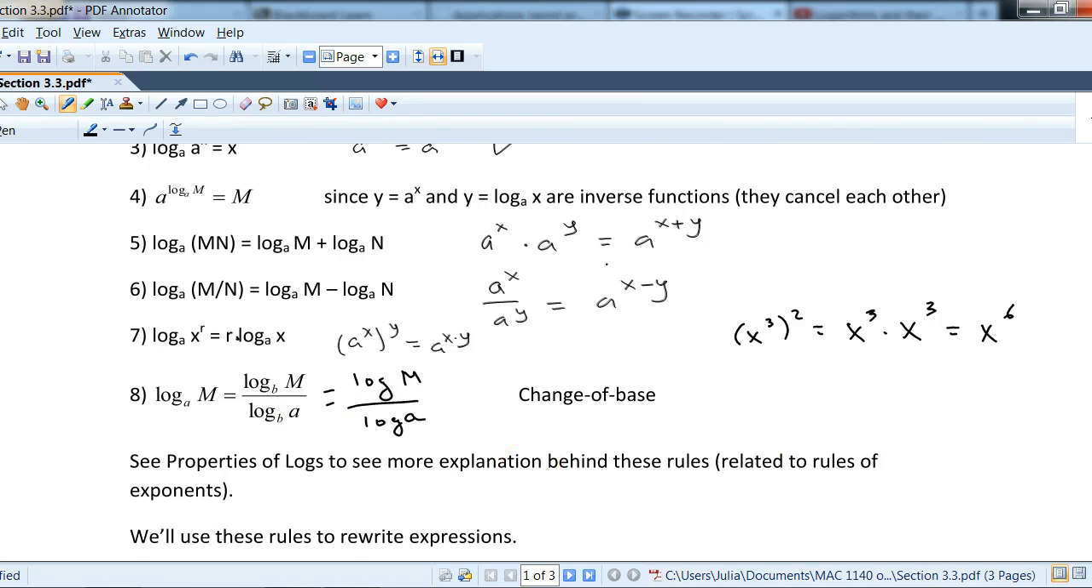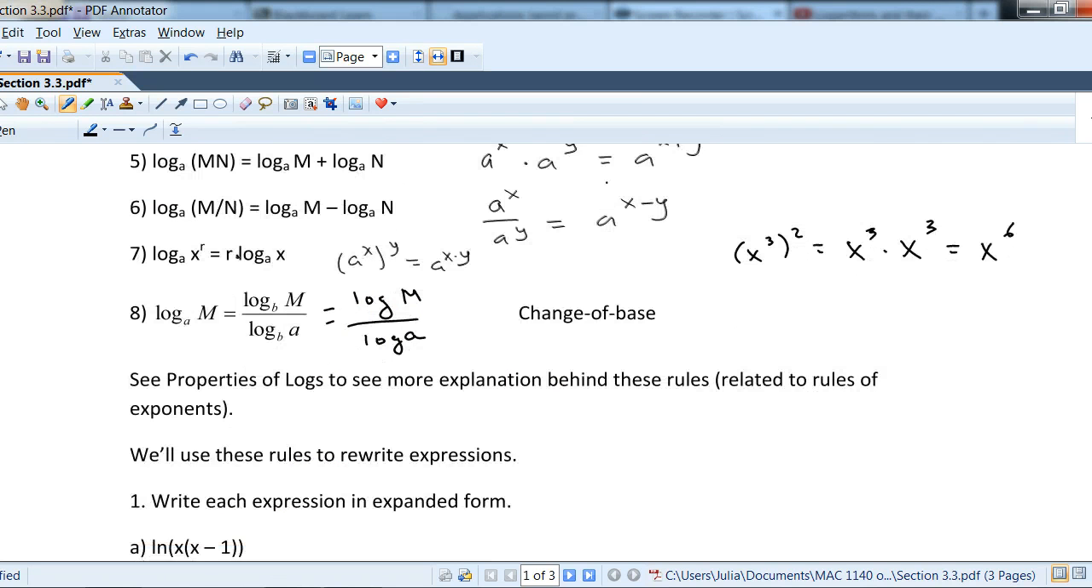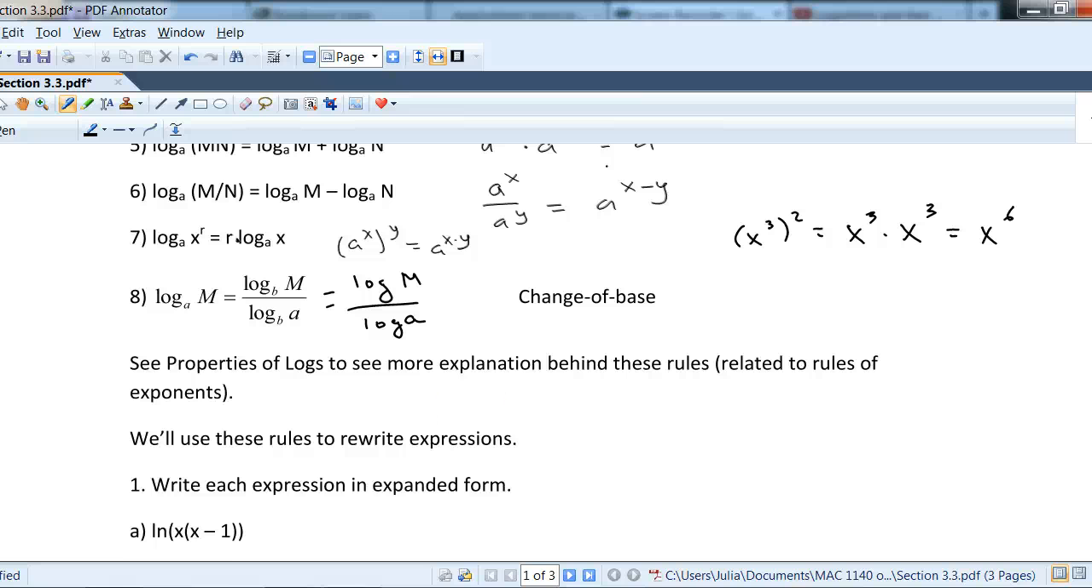So now let's take a look at some examples of how we would use these properties. For example, if you want to rewrite it in the expanded form, let's take a look. Let's say ln of x times (x minus 1). Notice there is a product, so how can we break this up?